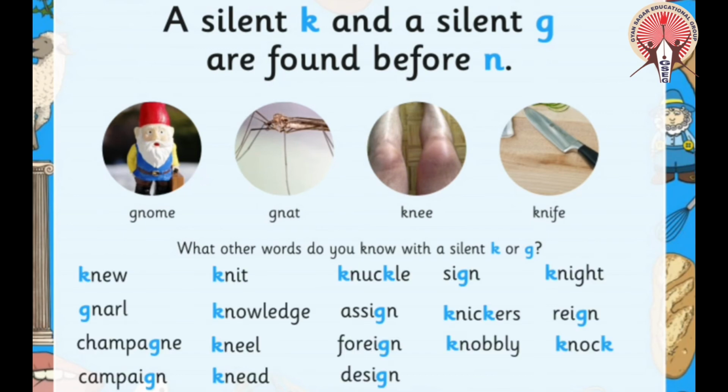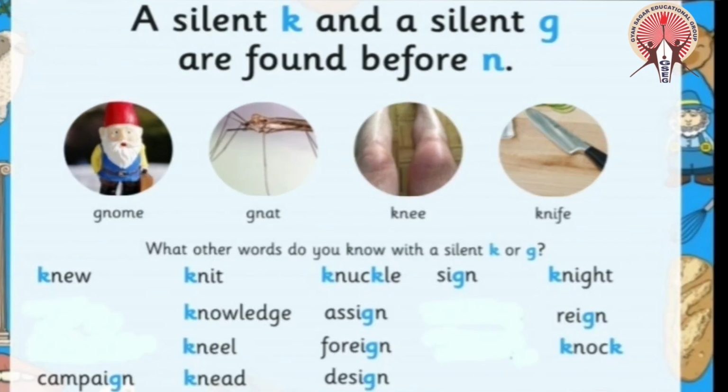Let us see some more words, students. New, knit, knuckle, sign, night, knowledge, assign, rain, kneel, foreign, knock, campaign, need, and design.